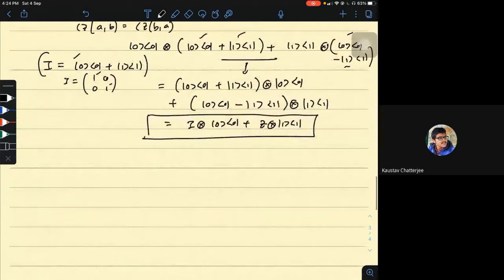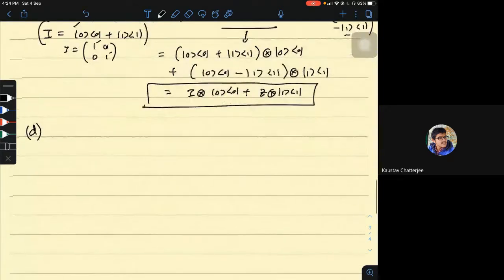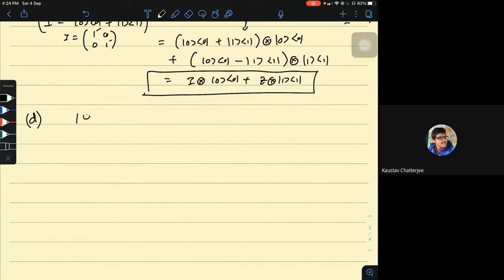So let's move to the last part. Now is the main part, where we try to show that the teleportation protocol is the same as just a swap gate between the initial qubit and the final qubit. So let's just redraw the circuit.